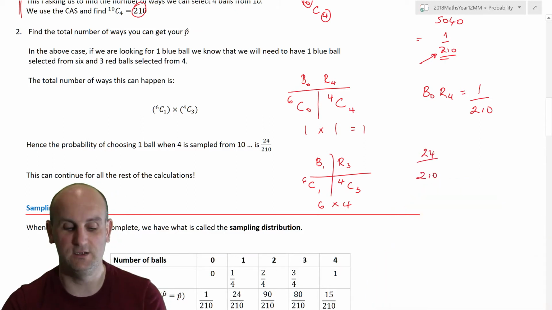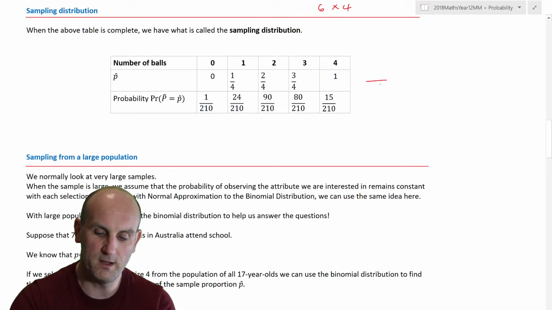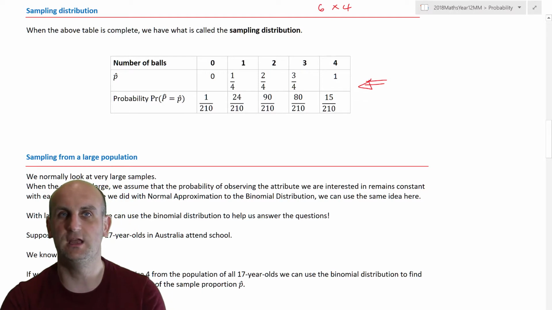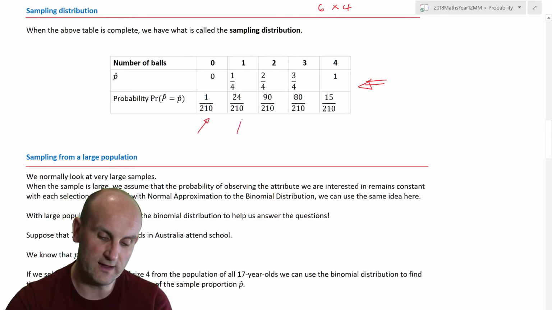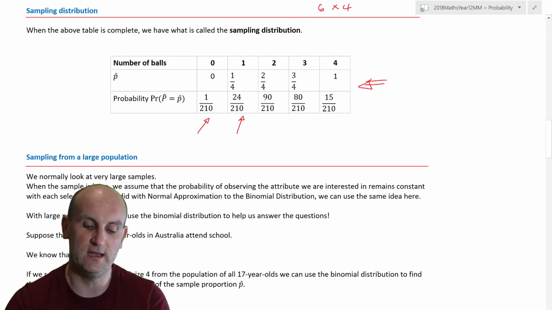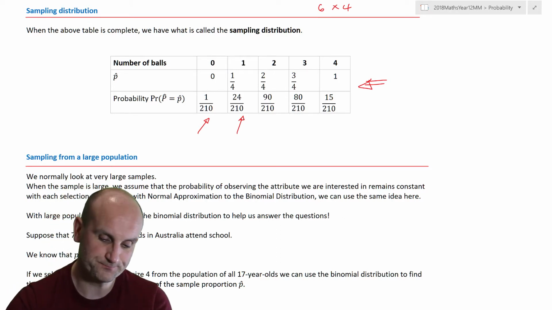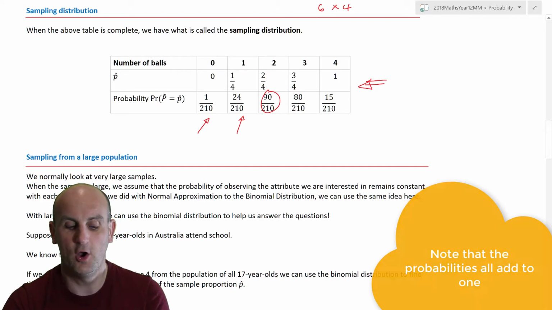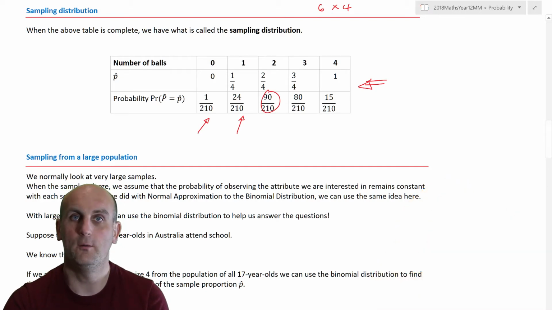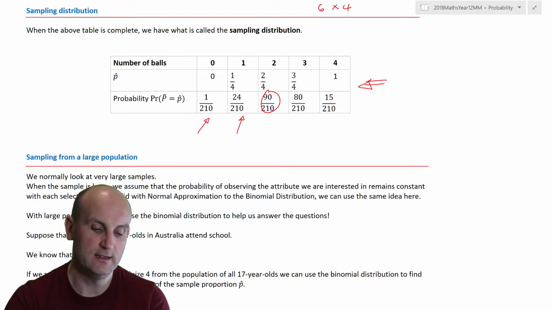I can continue doing this until out comes my sampling distribution table. You notice my 1 over 210, there was my 24 over 210, and as I continue through, out come my various probabilities. Just to explain what this means: there is a 90 out of 210 chance of getting 2 blue balls out of 4 for my population. Now, there's my p-hat.